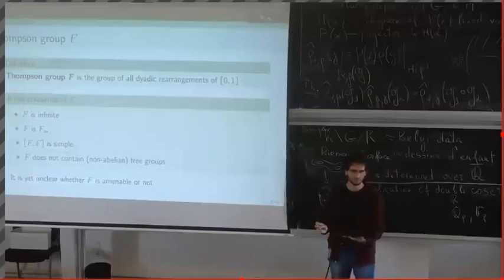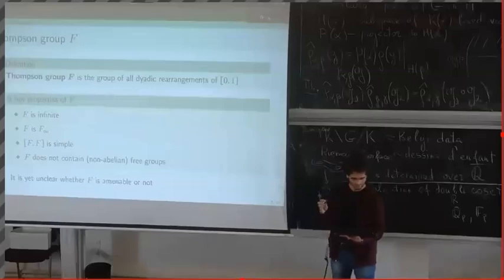This group was introduced about 50 years ago, and we still don't know about this. We don't even know what should be true here. It's not just that we are lacking the proof. We literally don't know what to prove here. So you might have heard about Thompson group F for this reason.